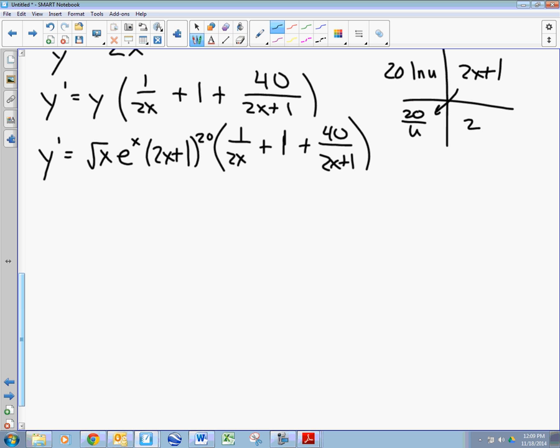Isn't it interesting that the derivative of this includes the original function? That's often what happens when you use logarithmic differentiation, and it's really nice. It makes things easier moving forward.